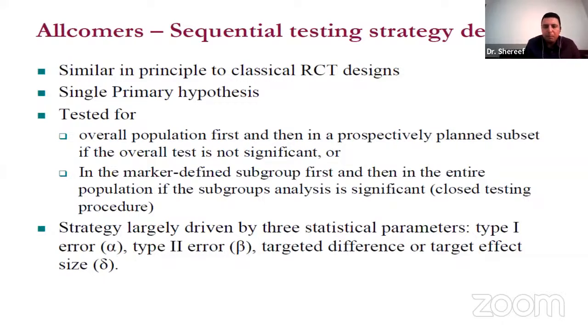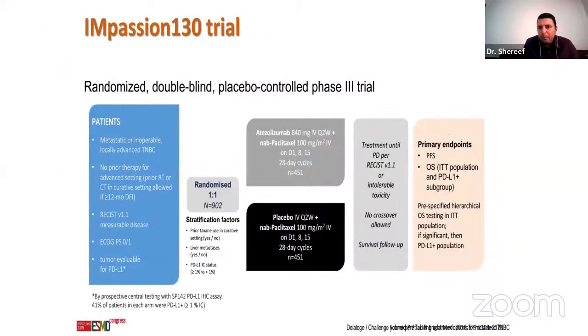I will give you a simple example, one all of us I think know. In the IMpassion130 clinical trial in metastatic or advanced triple-negative breast cancer, those patients were randomized between the immunotherapy atezolizumab combined with nab-paclitaxel versus nab-paclitaxel. And please look at the endpoint. The endpoints are PFS and overall survival. First, they looked at the intention to treat population, the overall population of patients. And then if positive, they looked at the comparison in patients having the biomarker, which is the PD-L1 positive subgroup.